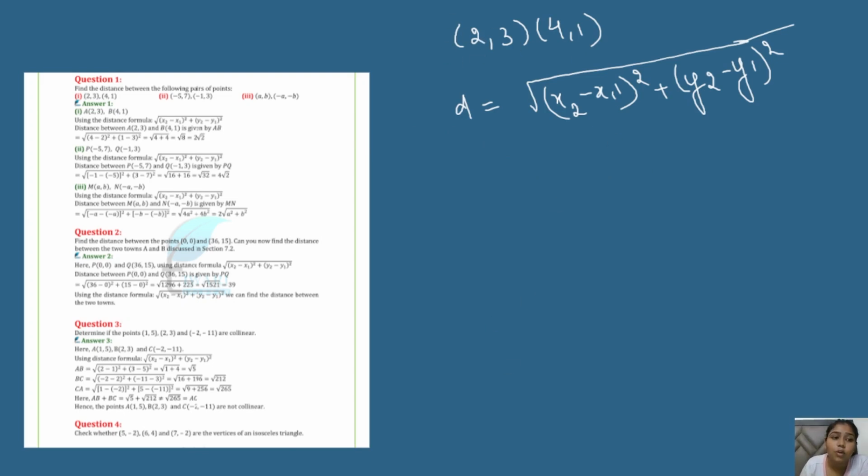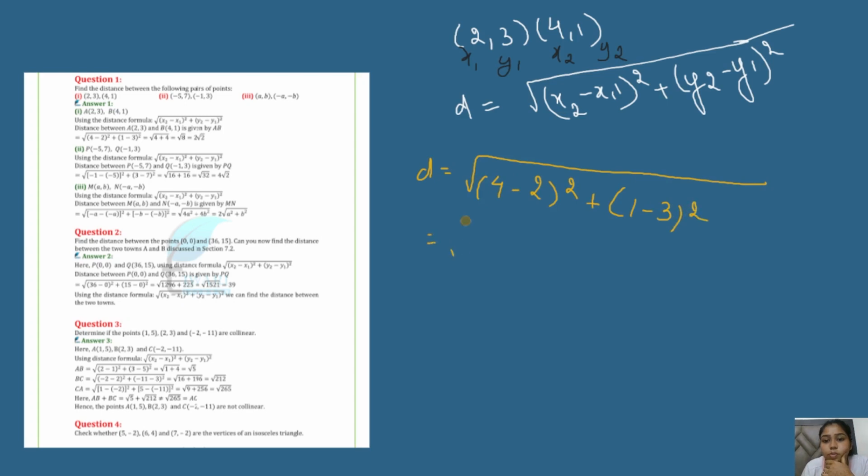Also, when you write the formula, in the corner just write small like this: 2 is x1, 3 is y1, this is x2, and this is y2, just to avoid confusion. Now let's put this in this particular equation. You will get x2 minus x1, which is (4 minus 2) whole square, plus (1 minus 3) whole square, right?